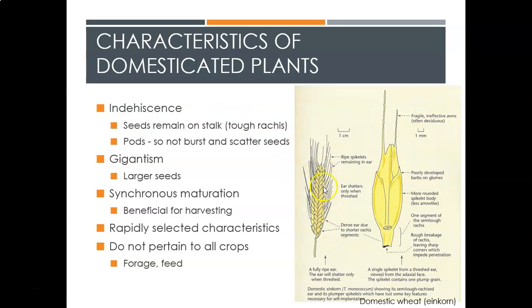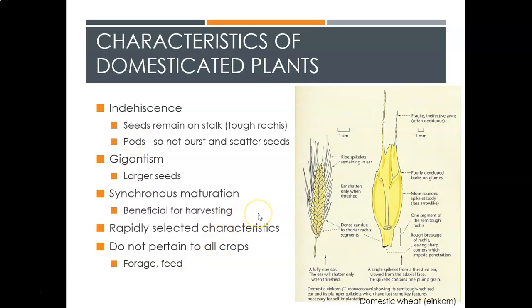So they have this tough rachis, which means that all of these little spikelets don't come off the ear without having basically threshing occur. This is important because we want to collect all of these little spikelets, right? This is what we then process into our flour. And if they're all falling off all the time, that makes it a lot more difficult for us. In other cases, we want pods. Think about things like peas. Because we don't want the seeds to be burst. We want to be able to collect them easier. Of course, gigantism, having larger seeds, is a really easier way to process, harvest, handle, and consume these materials.